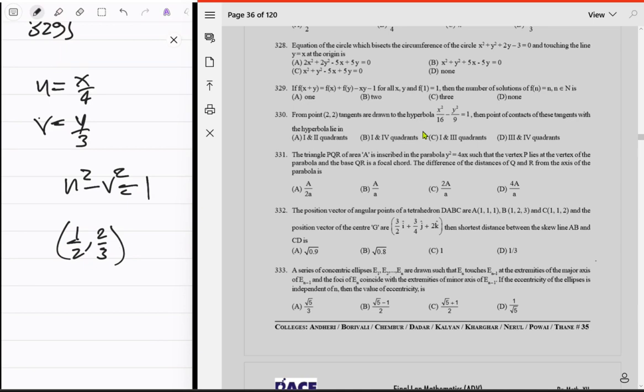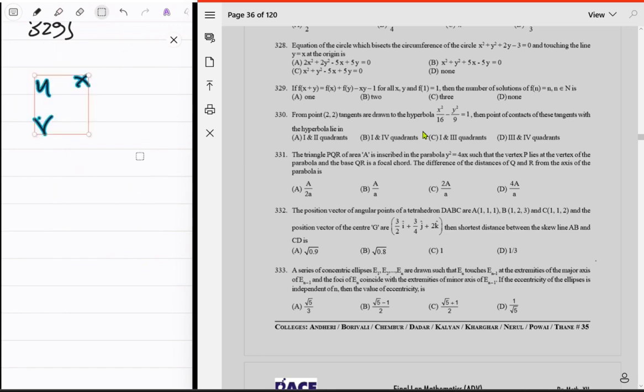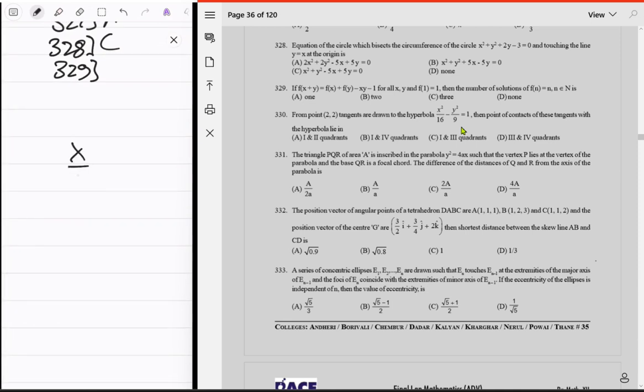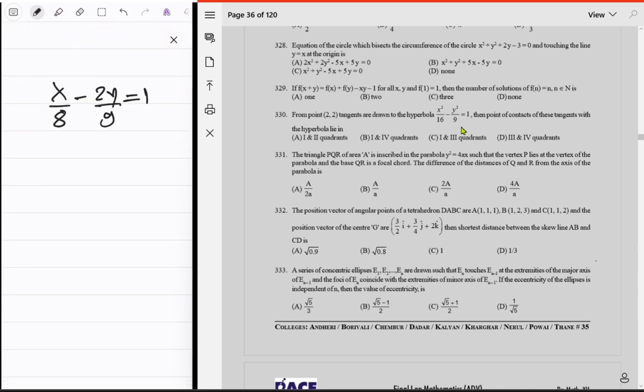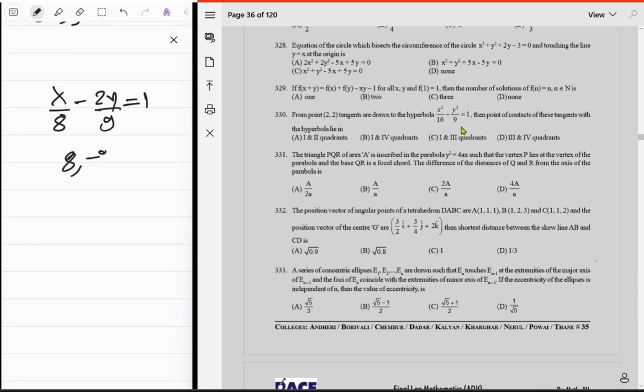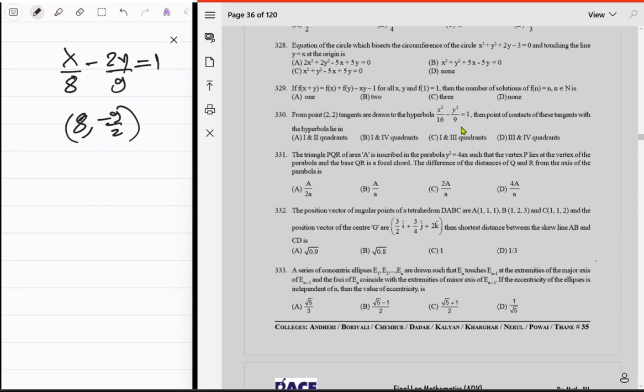We want to figure out the tangent, because if it transformed into a circle that would have made much more sense, but no. It's a rectangular hyperbola, which is still something I don't know much about, like circles. So you want the point of contact of these. There's only one way: you find the chord of contact and then you figure out everything. So it just becomes x upon 8 minus 2y upon 9 equal to 1. That's the thing. So your intercepts are 8 comma negative 9 upon 2. Okay, this is actually enough to figure out everything, right?